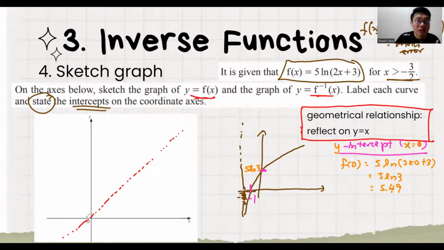And make sure when you label your x-axis and y-axis, the scale needs to be almost the same. Here is -1. Here is -3/2. So here will be 1, 2, 3, 4, 5. Only if your x scale and y scale are almost the same, then the function that you draw will look symmetric. So the first coordinate is here, the next coordinate is around here. So your graph looks like this.